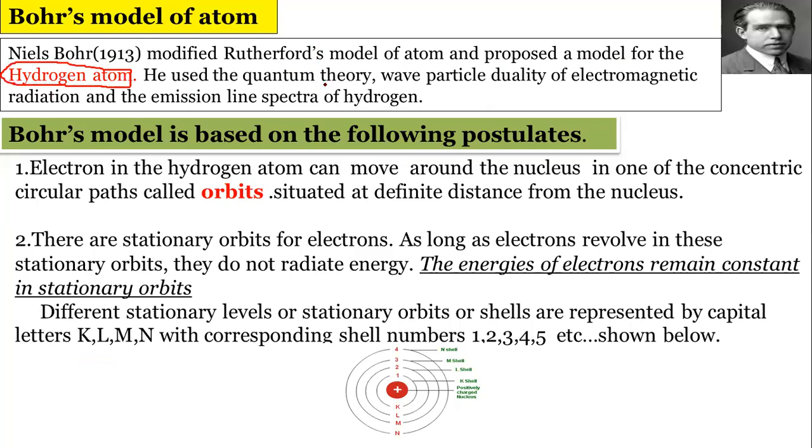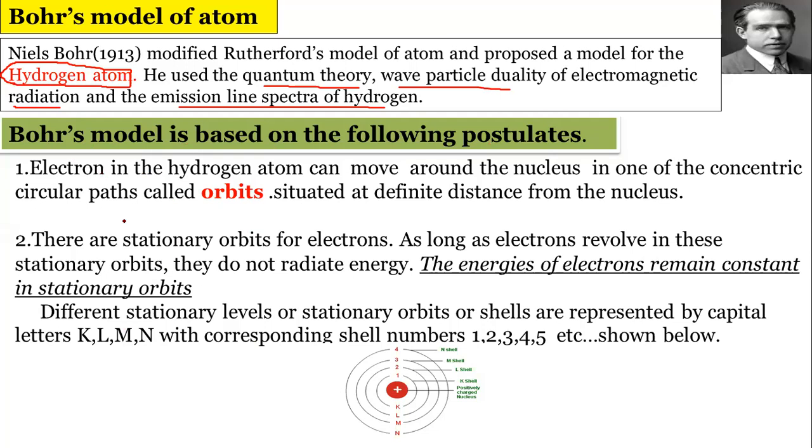For Bohr's model, he used different theories: quantum theory, wave particle duality of electromagnetic radiations, and also the emission line spectra of hydrogen. By using these concepts, he proposed his model. So what is this model? We will discuss in detail. Bohr's model is based on the following postulates.